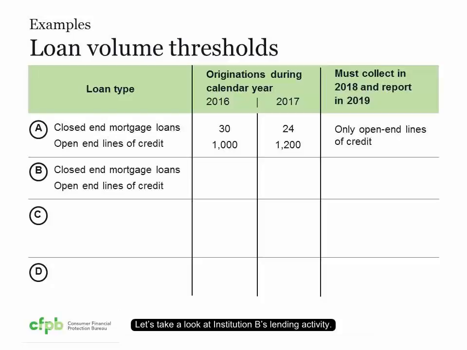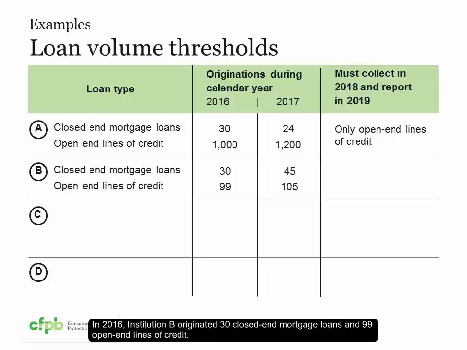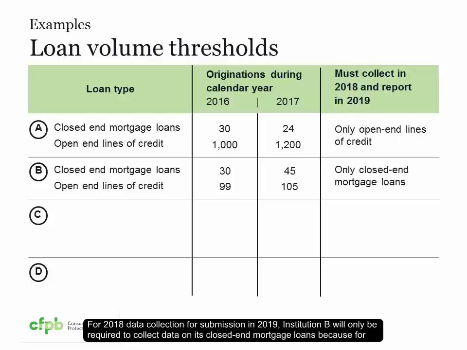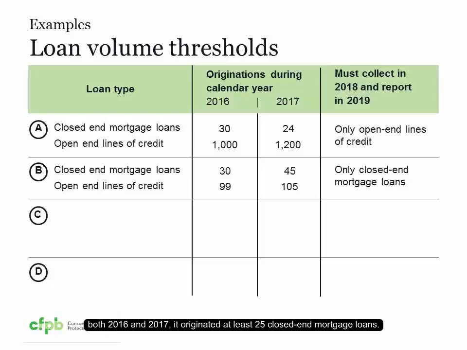Let's take a look at Institution B's lending activity. In 2016, Institution B originated 30 closed-end mortgage loans and 99 open-end lines of credit. In 2017, Institution B originated 45 closed-end mortgage loans and 105 open-end lines of credit. For 2018 data collection for submission in 2019, Institution B will only be required to collect data on its closed-end mortgage loans because for both 2016 and 2017, it originated at least 25 closed-end mortgage loans.